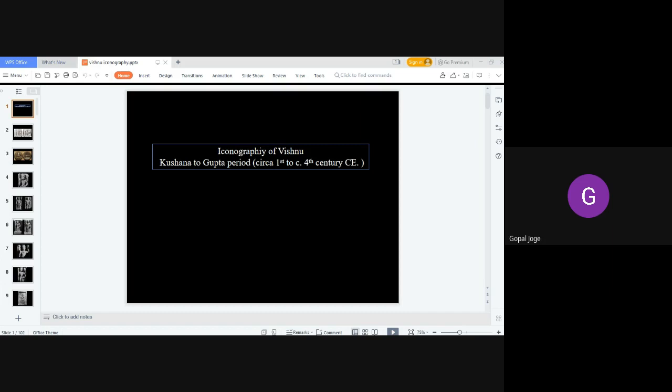It is an inscription which mentions Vasudeva's epithet as Bhagavat. Now, due to that, Vishnu is called Bhagavan. He is the Bhagavan, and hence he is the founder of the Bhagavad tradition.